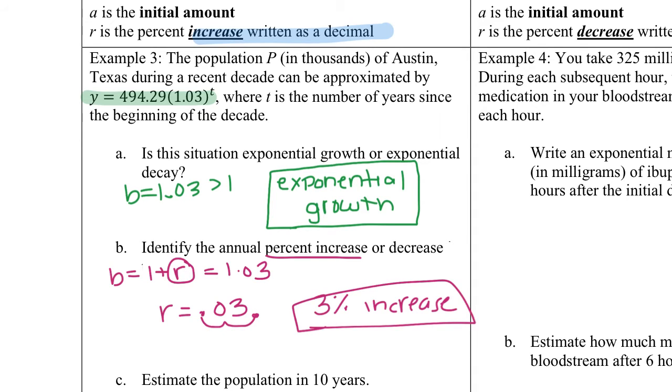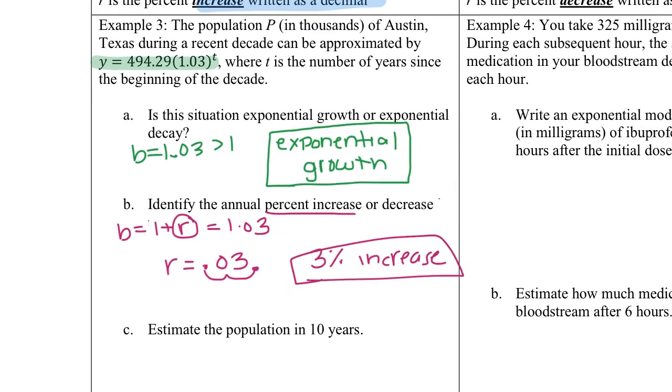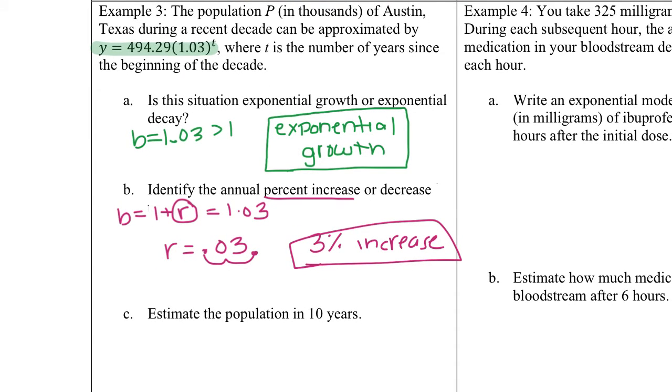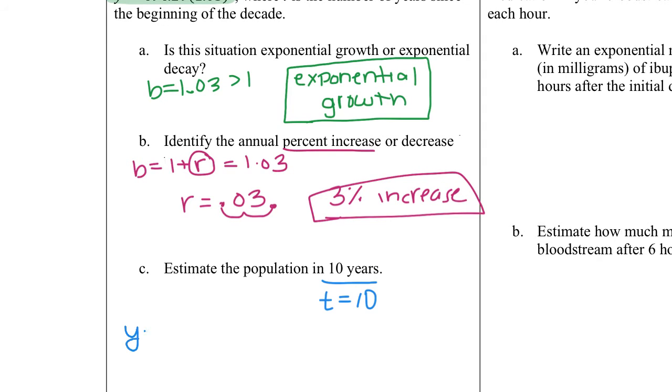Then letter C, estimate the population in 10 years. So we're going to use the model it gives us, the equation, and we're going to estimate the population after 10 years. So this is what t is equal to. So we're going to take the equation they give us, so y equals 494.29 times 1.03 to the 10th power, and we're going to evaluate.